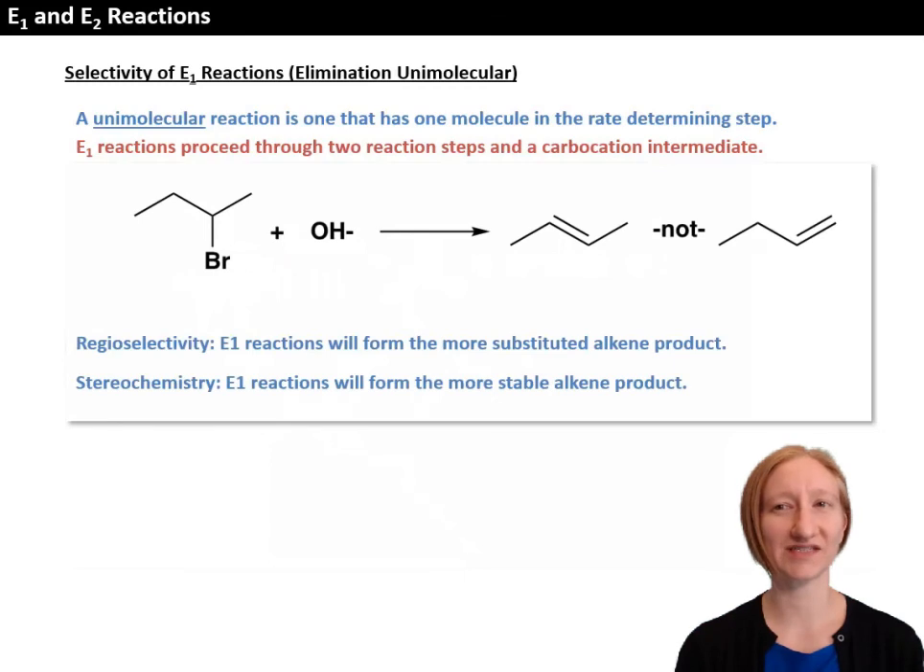The regiochemistry and stereochemistry in these reactions is more straightforward than in an E2 reaction because they proceed through carbocation intermediates. Because there is no geometric requirement for an E1 elimination, like there is in an E2 elimination, E1 reactions will always proceed to form the more substituted product, the more stable product. Similarly, because there is a carbocation intermediate and no geometric requirement for elimination, the reaction will proceed to form the more stable stereoisomer of the product. For example, the trans product if a 1,2 disubstituted alkene is formed.